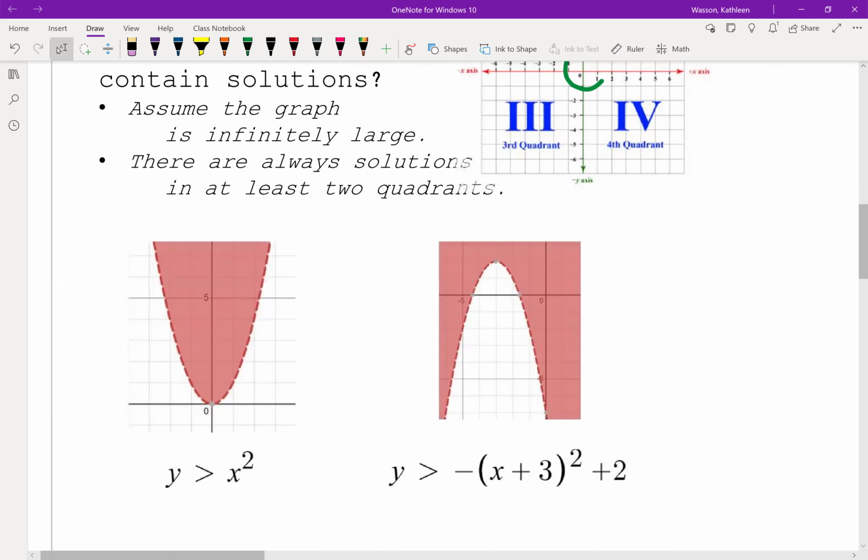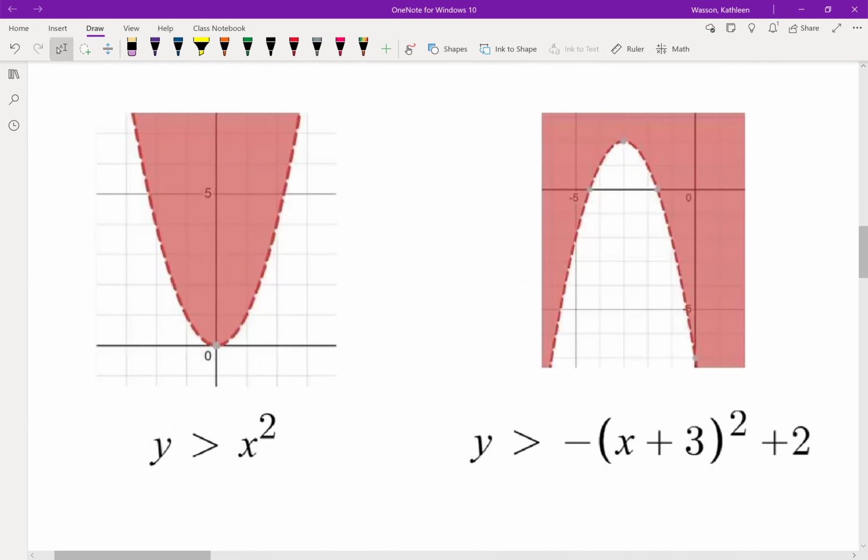These are examples of what quadratic inequalities look like. Both of these are greater than. Notice both of the boundaries are dashed. It's been a common confusion to have people try to create rules for themselves to know where to shade. I want to kind of save you from yourself for that.